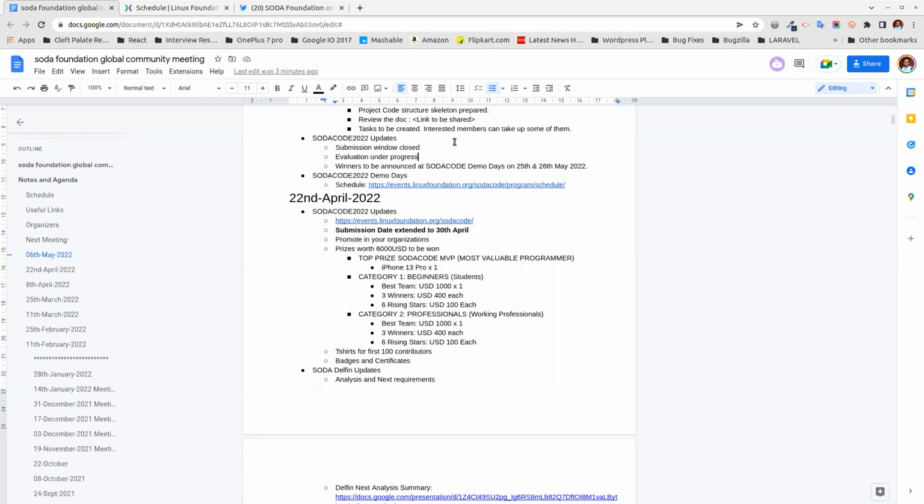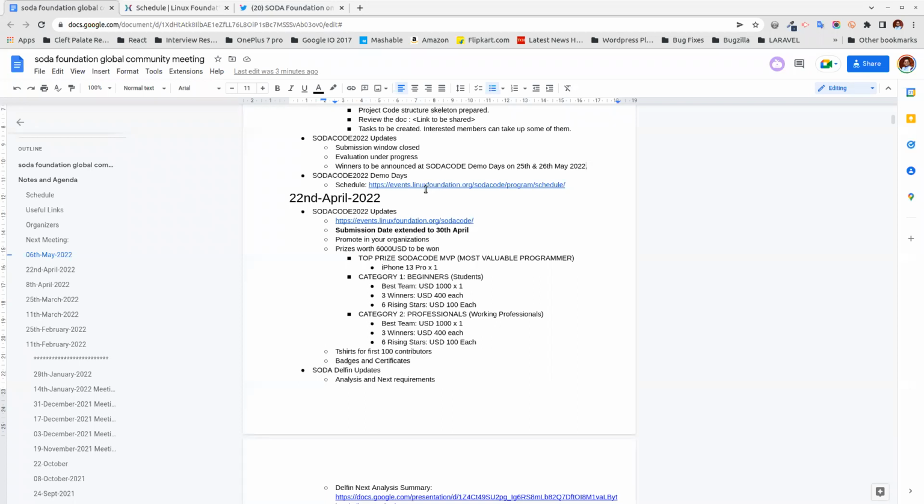We are putting together the evaluation sheets from all the projects, and once we do that, we will prepare the leaderboard, and then the evaluation committee will be deliberating on the final winners list. That is going to happen this week, and 25th and 26th of May, mark your calendars. 25th and 26th of May 2022 is SODA Code Demo Days.